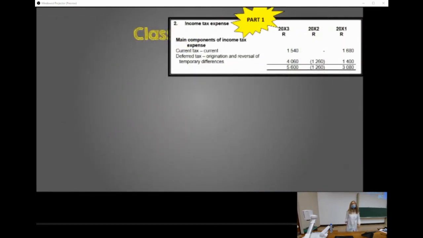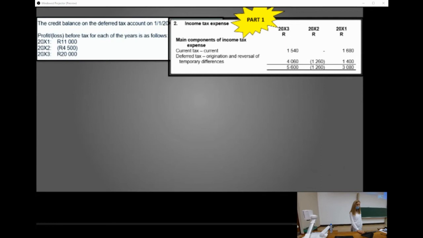Okay, so now back to our income tax expense note. Now we've got this is our part one of the note that we all know and we're all happy with. But now we get to part B of part two of the note, the reconciliation. So let's have a look. Do we need the reconciliation in this situation? Do we need to do that recon?